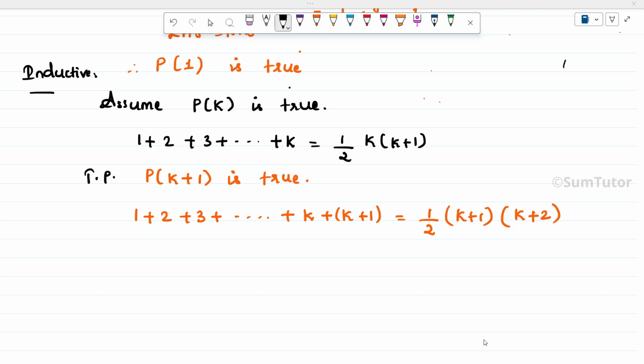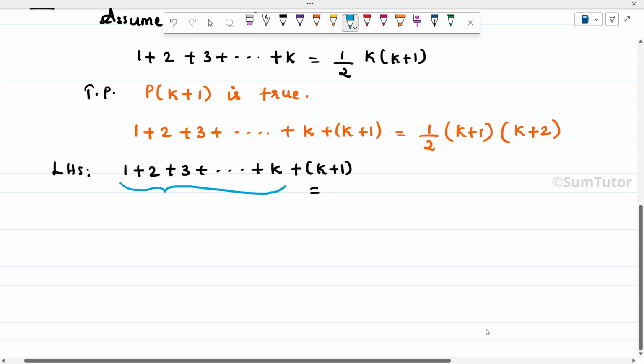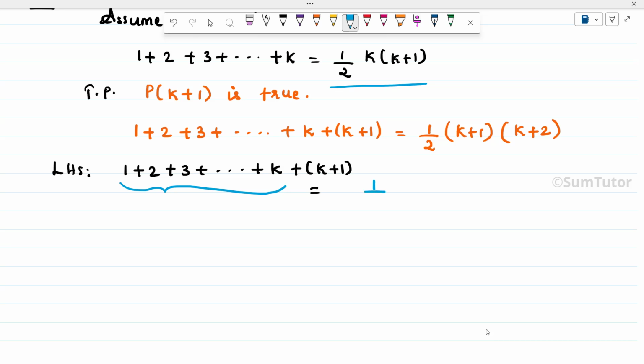Consider the LHS of P(k+1). The left hand side is 1 + 2 + 3 + ... + k + (k+1). Here 1 + 2 + 3 + ... + k has the value 1/2 × k(k+1). So we replace it, and the next term is (k+1). Next we have to take the LCM.